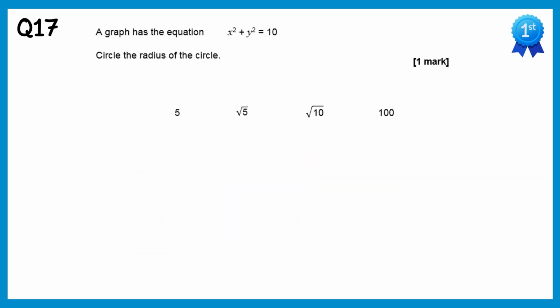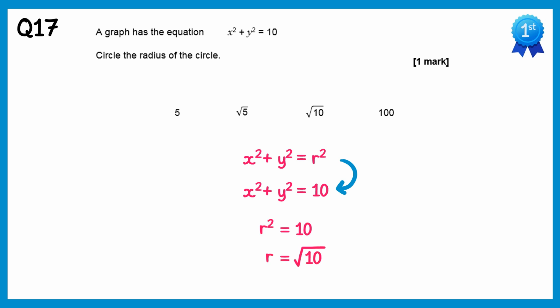The equation of a circle is given by x squared plus y squared equals r squared, where r is the radius. The equation we're given is x squared plus y squared equals 10. So we know that r squared must be 10. If r squared is 10, then you can square root both sides to get r equals square root 10. So that's the answer to the question. Notice we've ignored the negative square root 10 because you can't have a negative radius.